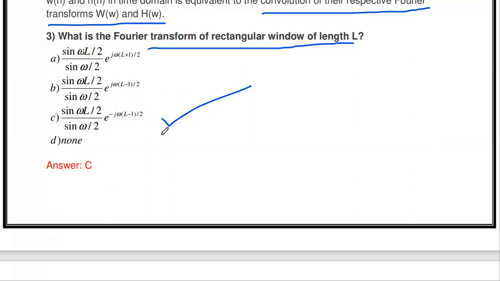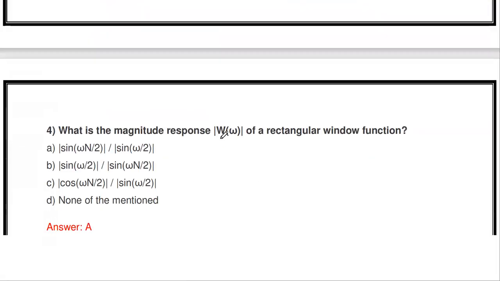So you just remember it. The derivation is a big question, so just remember this one. If you are taking the Fourier transform of that rectangular function, the answer is sine(omega L by 2) by sine(omega by 2) into e power minus j omega (L minus 1) by 2, if the length is capital L. If the length is capital N, in the place of capital L you just replace N. This is one of the questions.